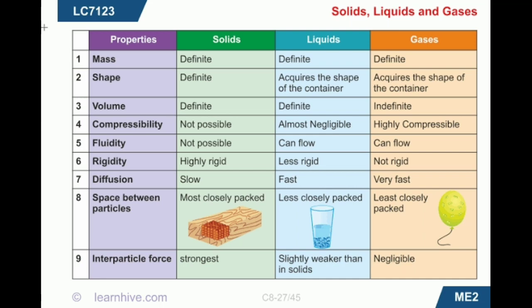Point number 6, space between molecules. Solids have almost no space or negligible space between their molecules. Liquids have some space in between the molecules, and gases have lots of space in between the molecules. Next, point number 7, attraction between molecules. In case of solids, the attraction between the molecules is very, very strong. In case of liquids, the attraction between molecules is not so strong, and in case of gases, the attraction between the molecules is very weak. That is, the force of attraction in gases between their molecules is almost negligible.